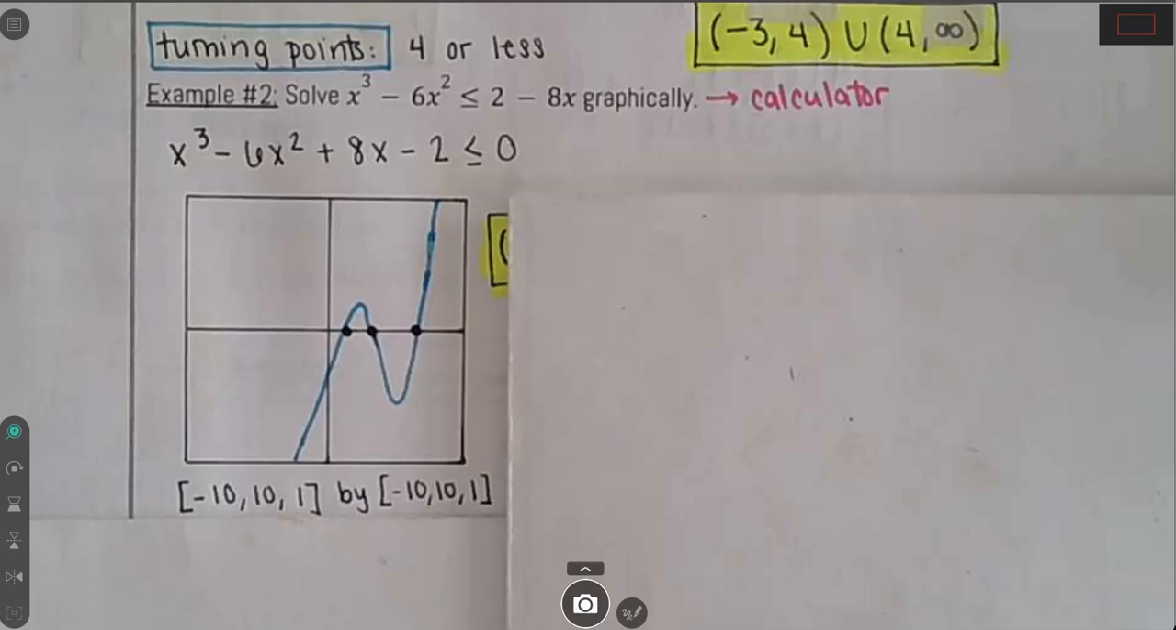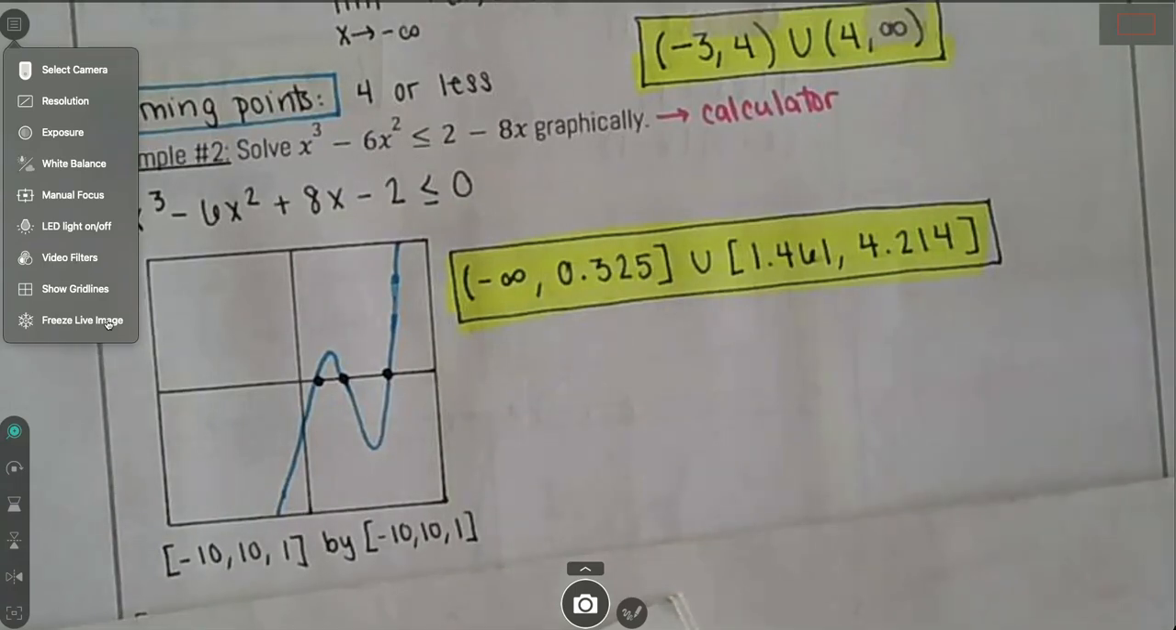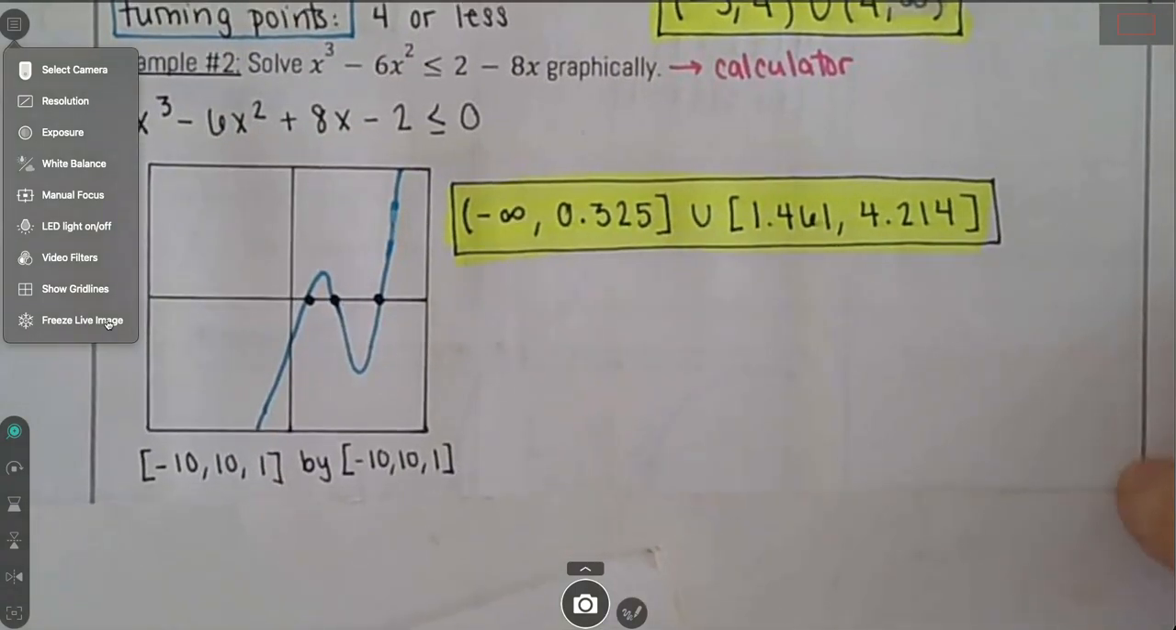You guys got it? Brackets. Brackets on everything except the infinity. Great job. All right, here is the answer. Great job, ladies. Are there any questions?